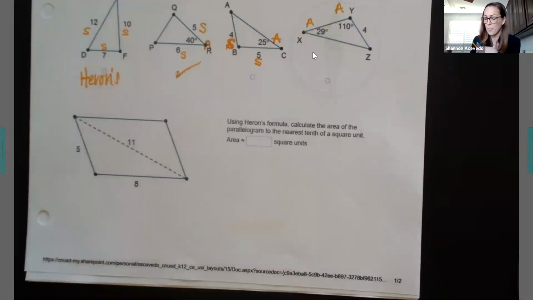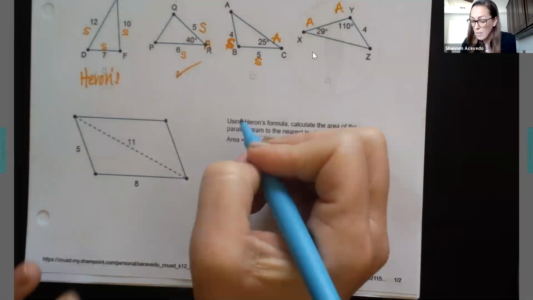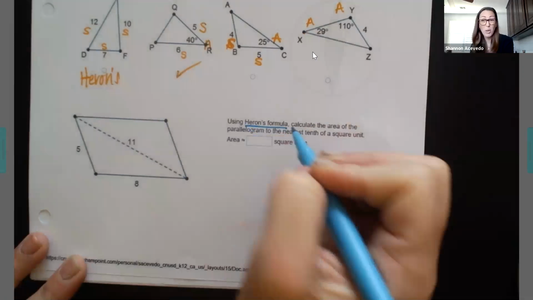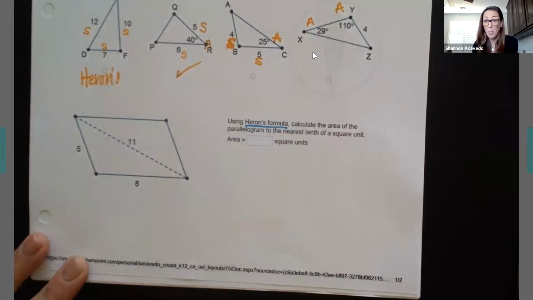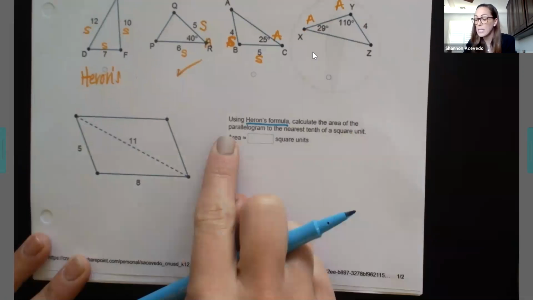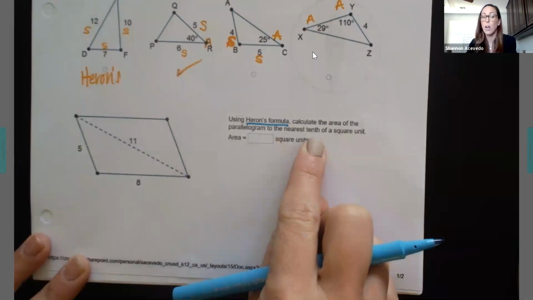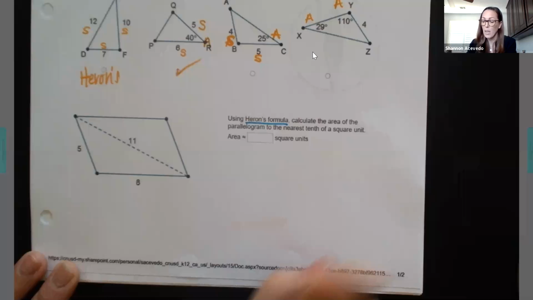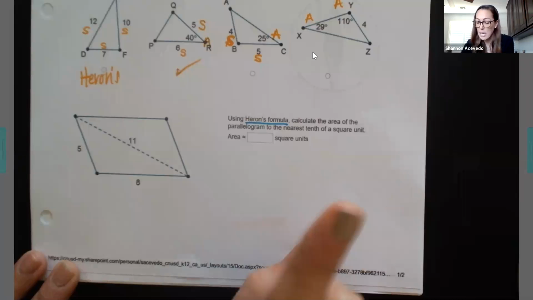All right, so this is awesome. Using Heron's formula, they gave me a little clue of what I'm going to be using already. They told me, calculate the area of the parallelogram to the nearest tenth of a square unit. Okay, so here's the deal. They told us to calculate this entire parallelogram.